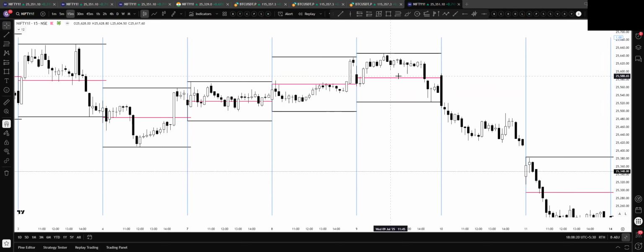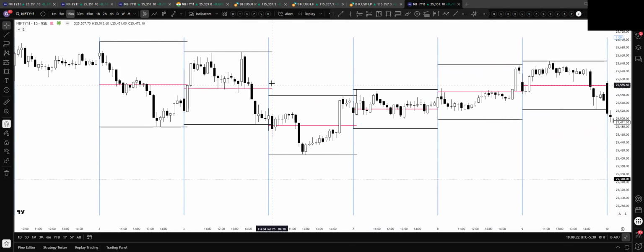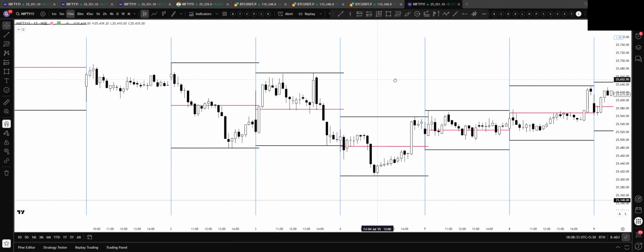50% touched on all of these. Okay, over here we open inside the 50% mark. So first day we didn't touch it, on the second day we didn't, and on the third day we actually did.